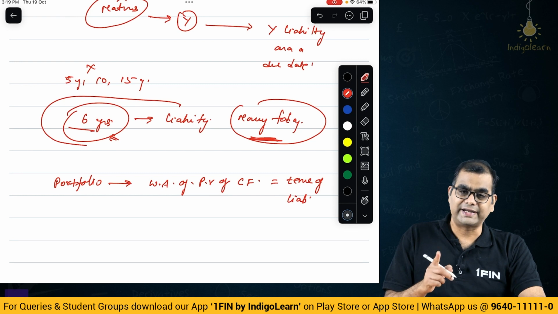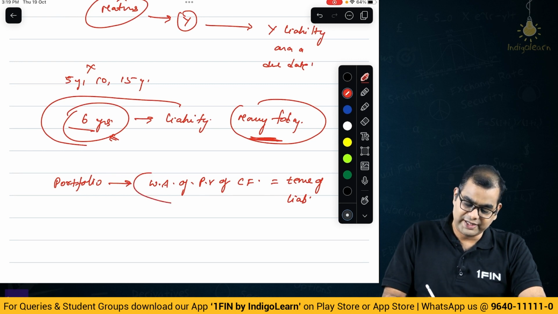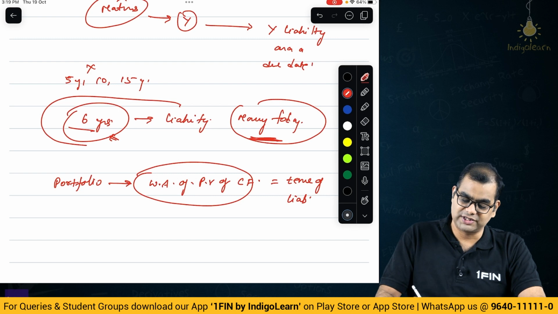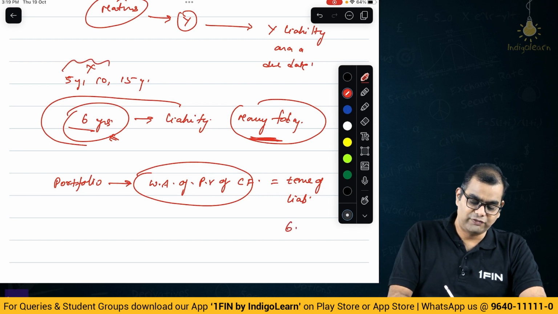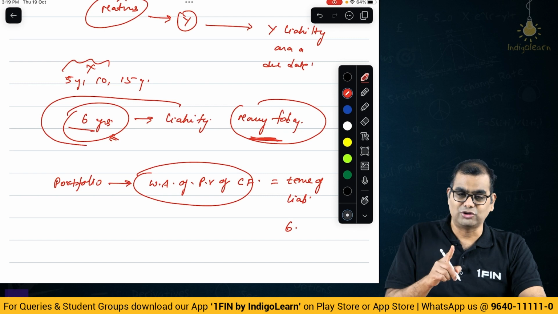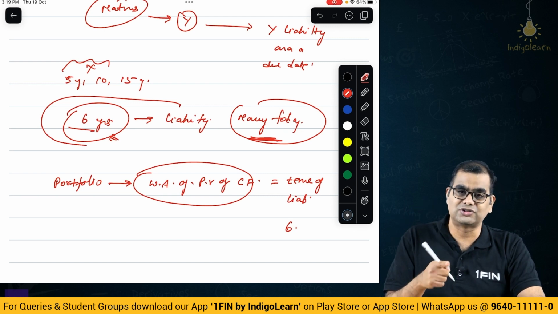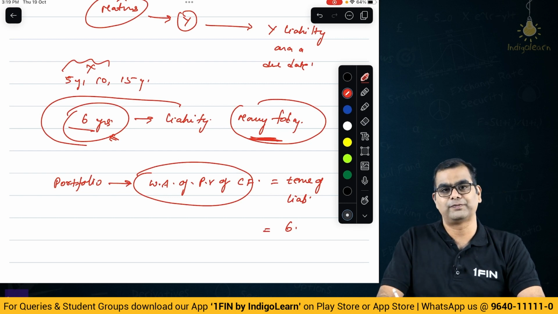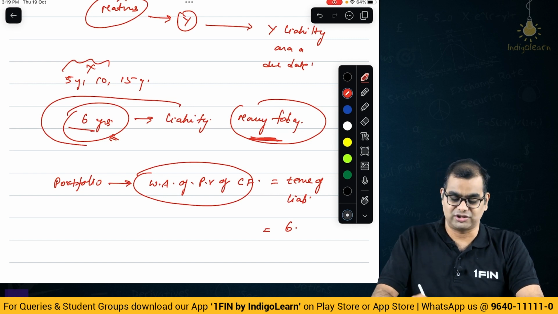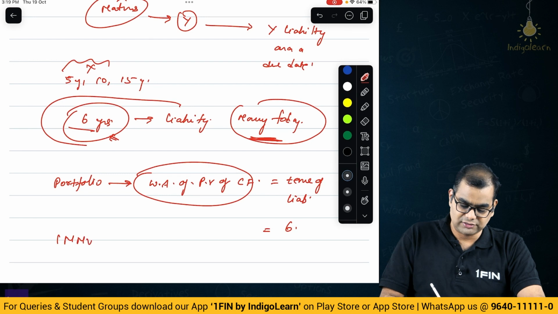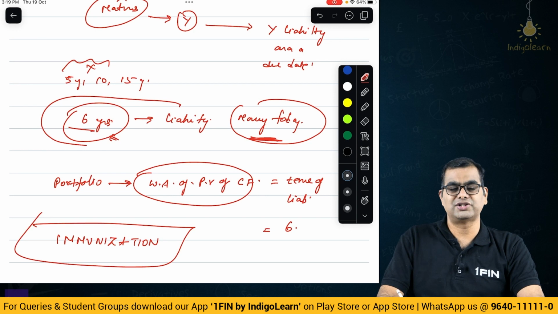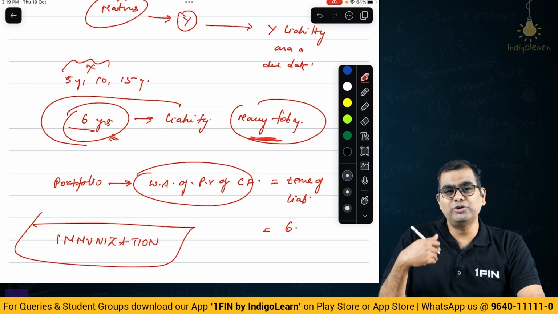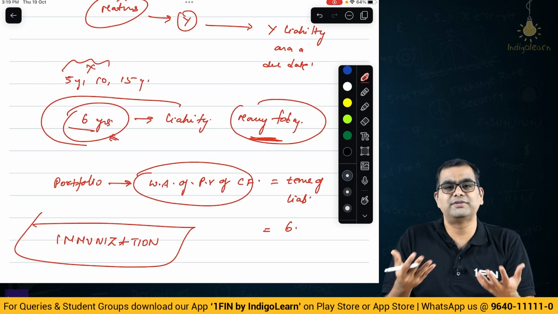So you will create a bond whose weighted average of the present values of the cash flows is equal to tenure of liability. So you will create a portfolio of bonds whose weighted average of the present value of cash flows is exactly equal to 6 years. And if such a thing happens, this whole process is called immunization.